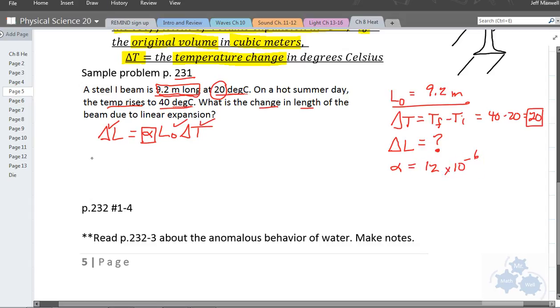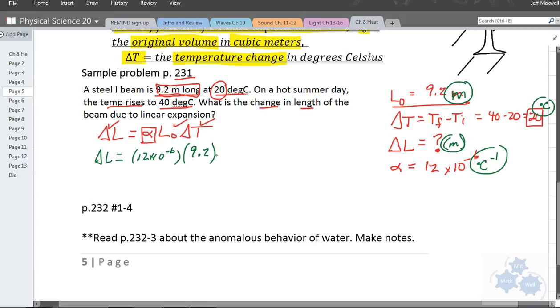Okay, as we continue on here, delta L is 12 times 10 to the negative 6. The original length is 9.2. Make sure your units line up. This is per degree Celsius, this is meters, and temperature is degrees Celsius. And our change in length is going to be in meters. The units are going to have to line up. See that?